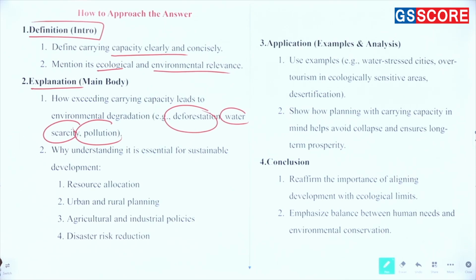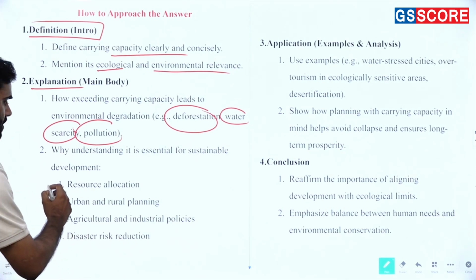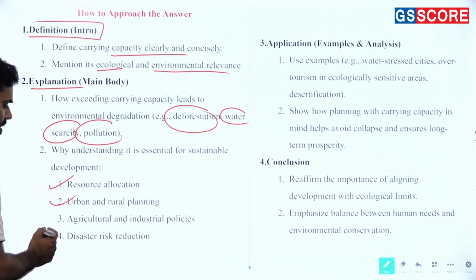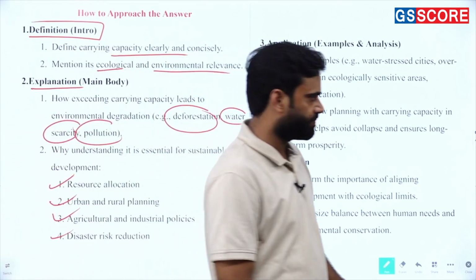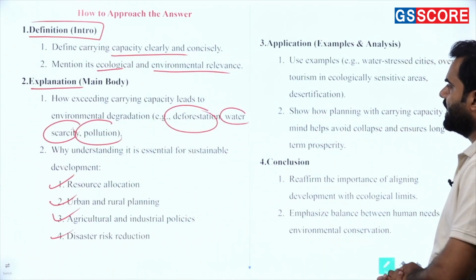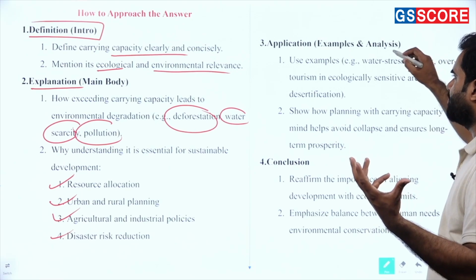Second part: why understanding it is essential for sustainable development. Why? Because of resource allocation, urban and rural planning, agriculture and industrial policies. Next one, disaster risk reduction. In the third part, you will find application-based content.